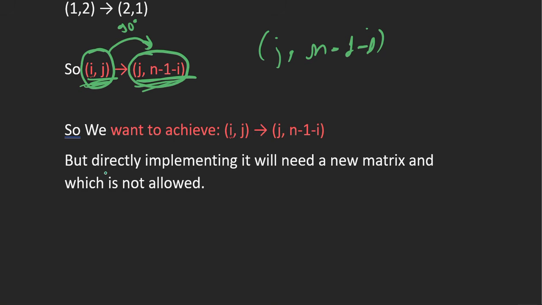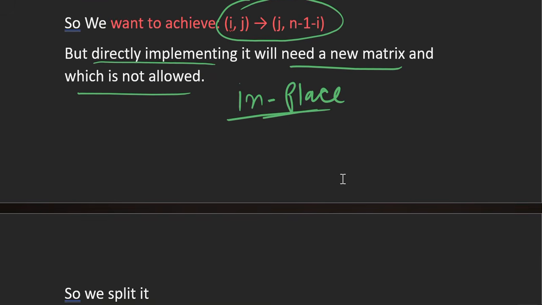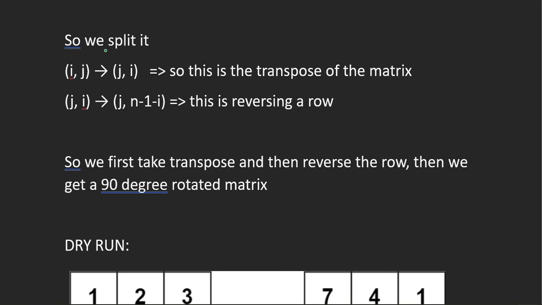But if we directly implement this, we need a new matrix, which is not allowed in the question, because it is mentioned that we have to do it in place, that is without any extra space. So we cannot directly convert every index i, j to the new index. So what we do is we split it. We split i, j.